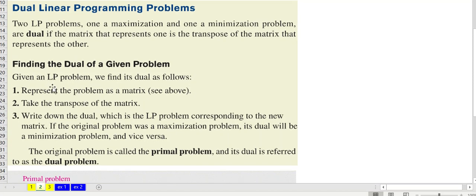And so these are the basic steps, which I will be going over. Represent the problem as a matrix. So we know how to do that. Take the transpose of the matrix. Write down the dual, which is the linear programming problem corresponding to the new matrix. If the original problem was a maximization problem, its dual will be a minimization problem, and vice versa. The original problem is called the primal problem, and the dual is referred to as the dual problem.